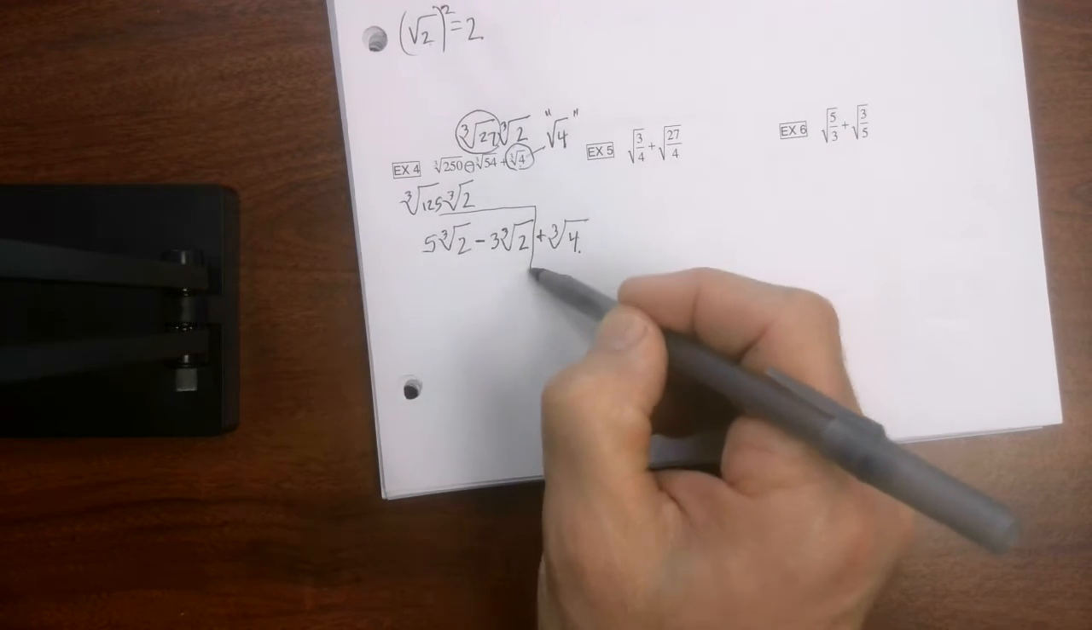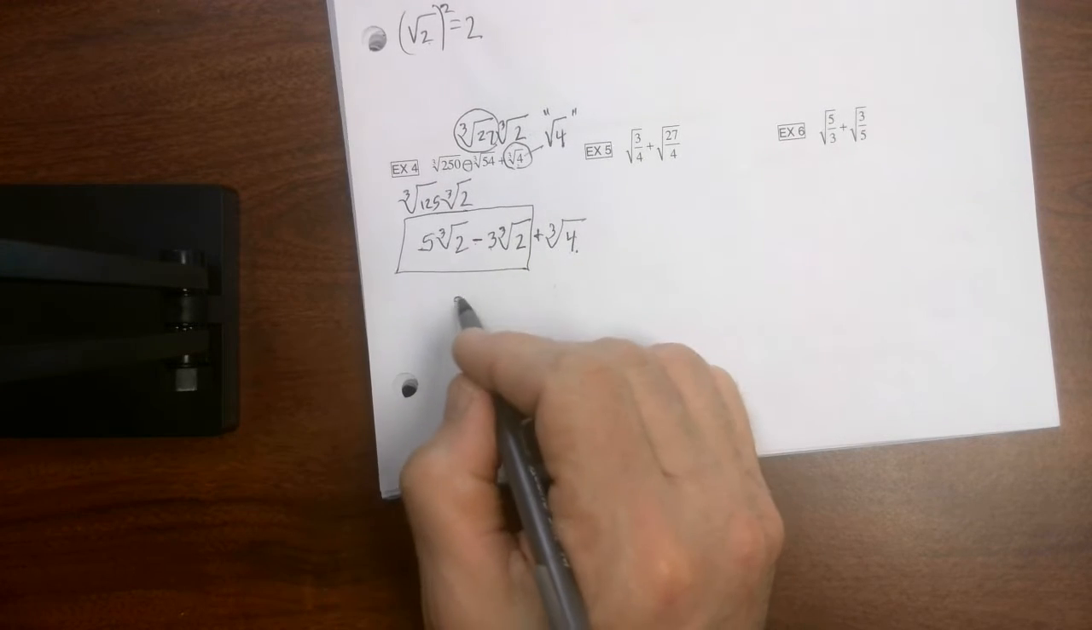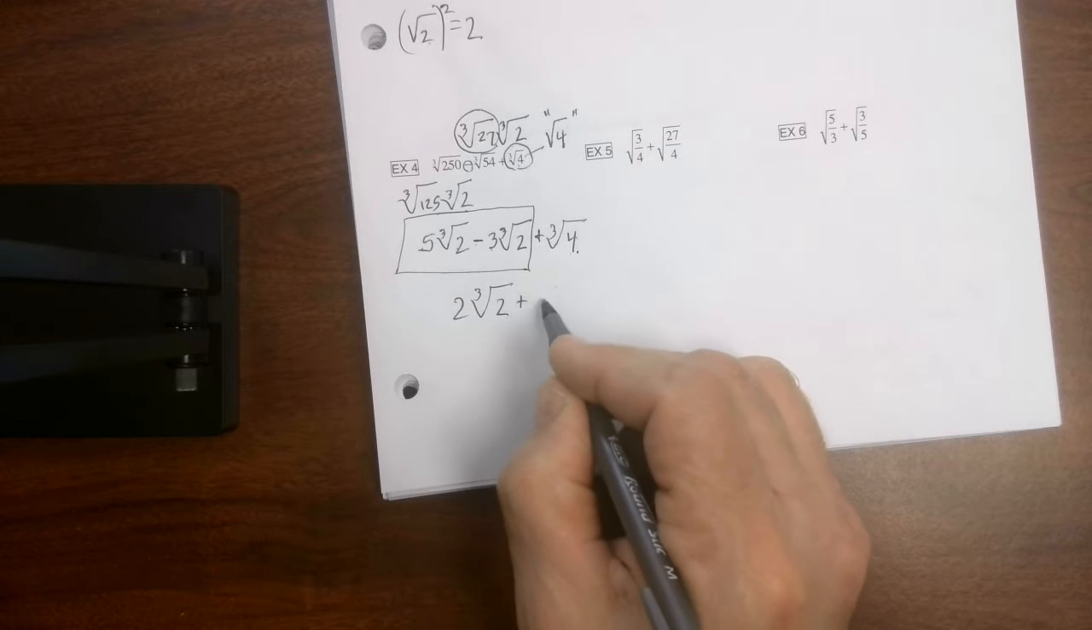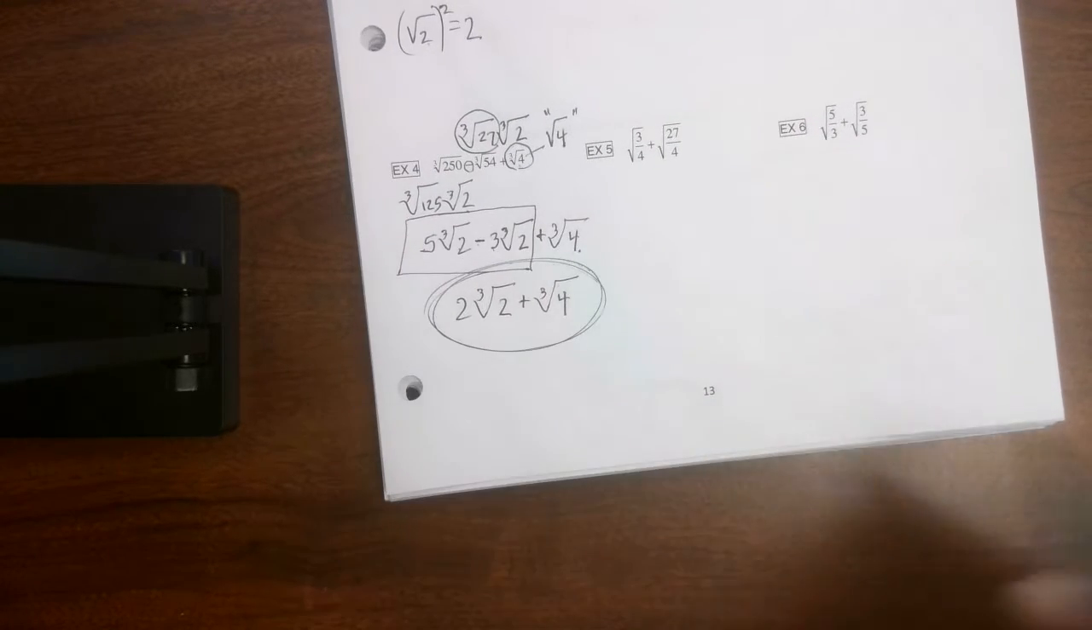And here's my like terms in the box. 5 bananas minus 3 bananas. 2 bananas plus 1 apple. Done. Nothing you can do with that.